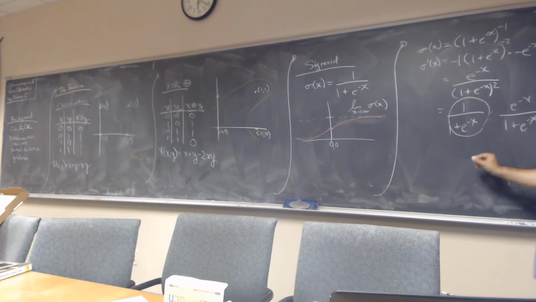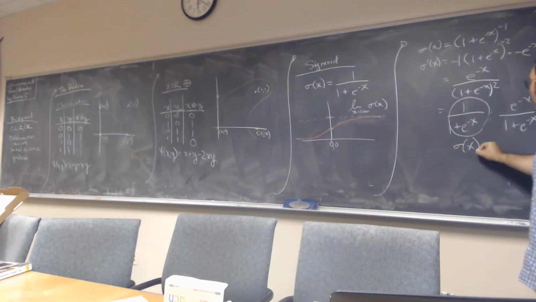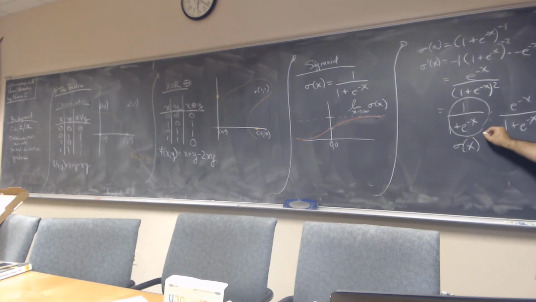That's just sigma of x. Great. Now, what's this? It's not immediately obvious, right? But what we could do is write 1 plus e to the negative x over 1 plus e to the negative x, minus 1 over 1 plus e to the negative x. This is just 1, and this is just sigma of x.